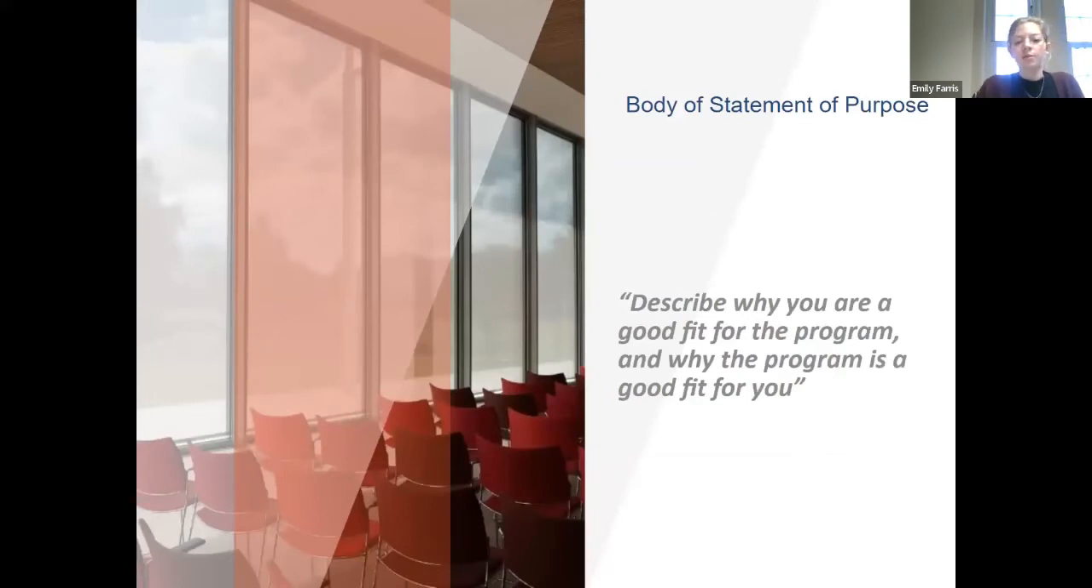Okay, so moving forward with the body of the statement of purpose, one thing that I like for students to keep in mind whenever they're writing the body, the main portion of the statement of purpose, is that essentially what you're trying to get across is to describe why you are a good fit for the program, but also why the program is a good fit for you. Both of those need to be evident in the statement of purpose.